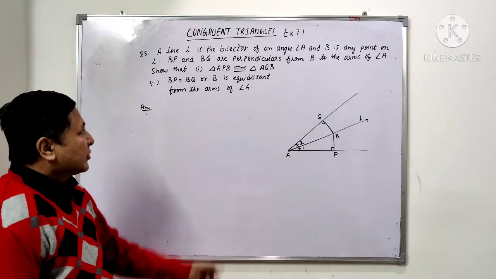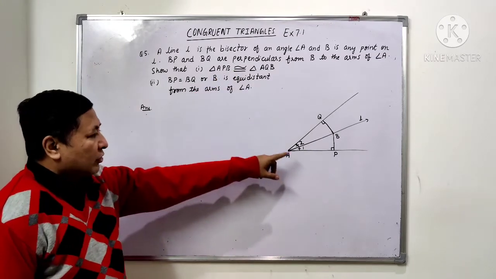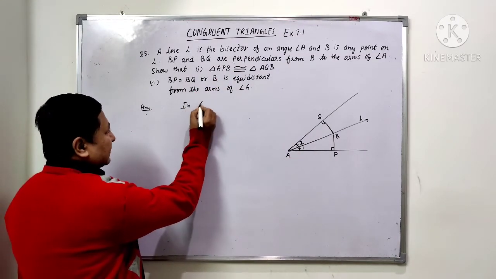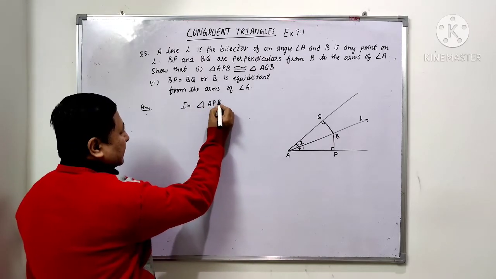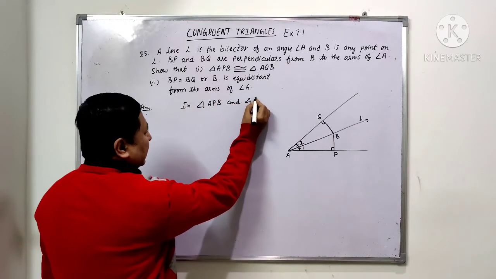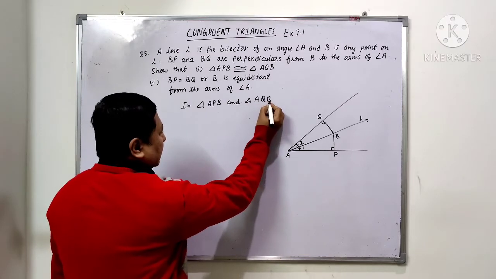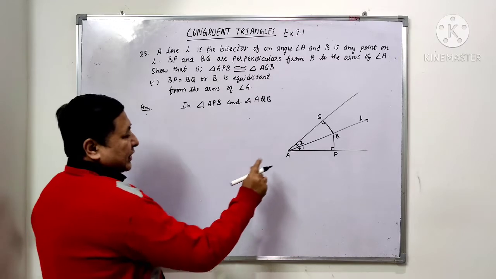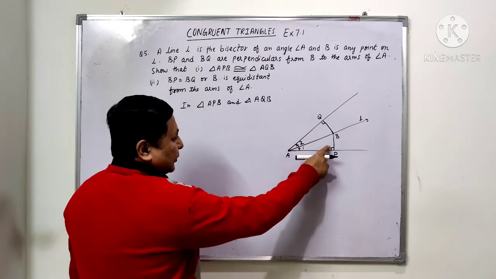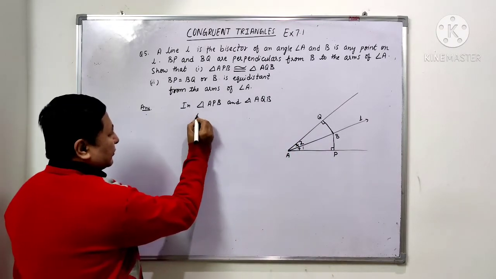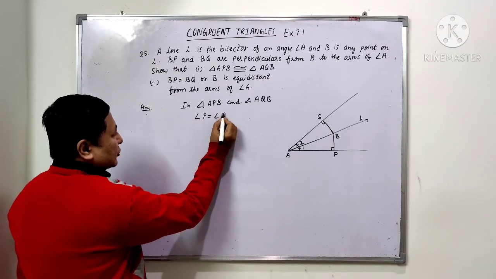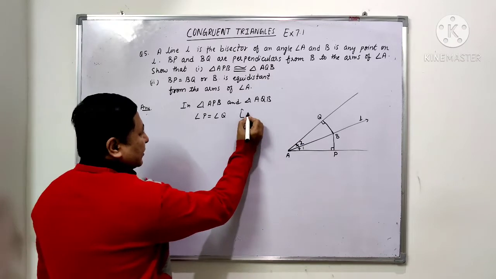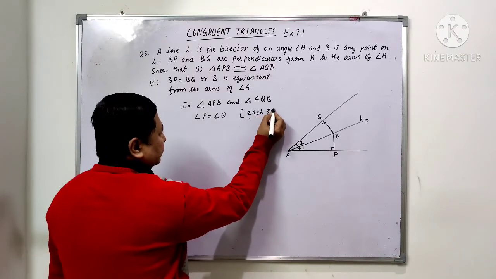So let us first prove that these two triangles, APB and AQB, are congruent. So let us take triangle APB and triangle AQB. Now in this it is given that angle P and angle Q are equal because both of them are equal to 90 degrees, because BP and BQ are perpendicular, so each is 90 degrees.